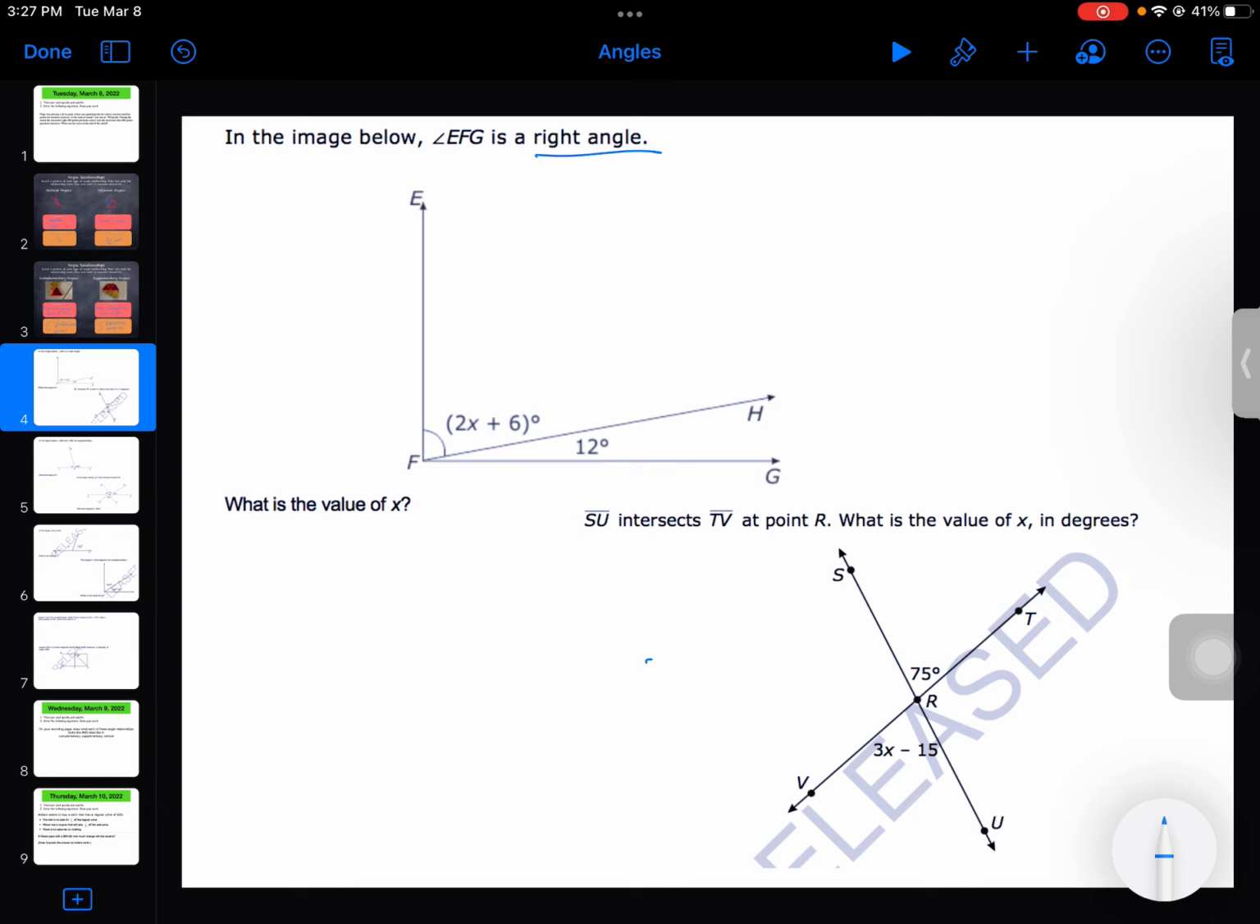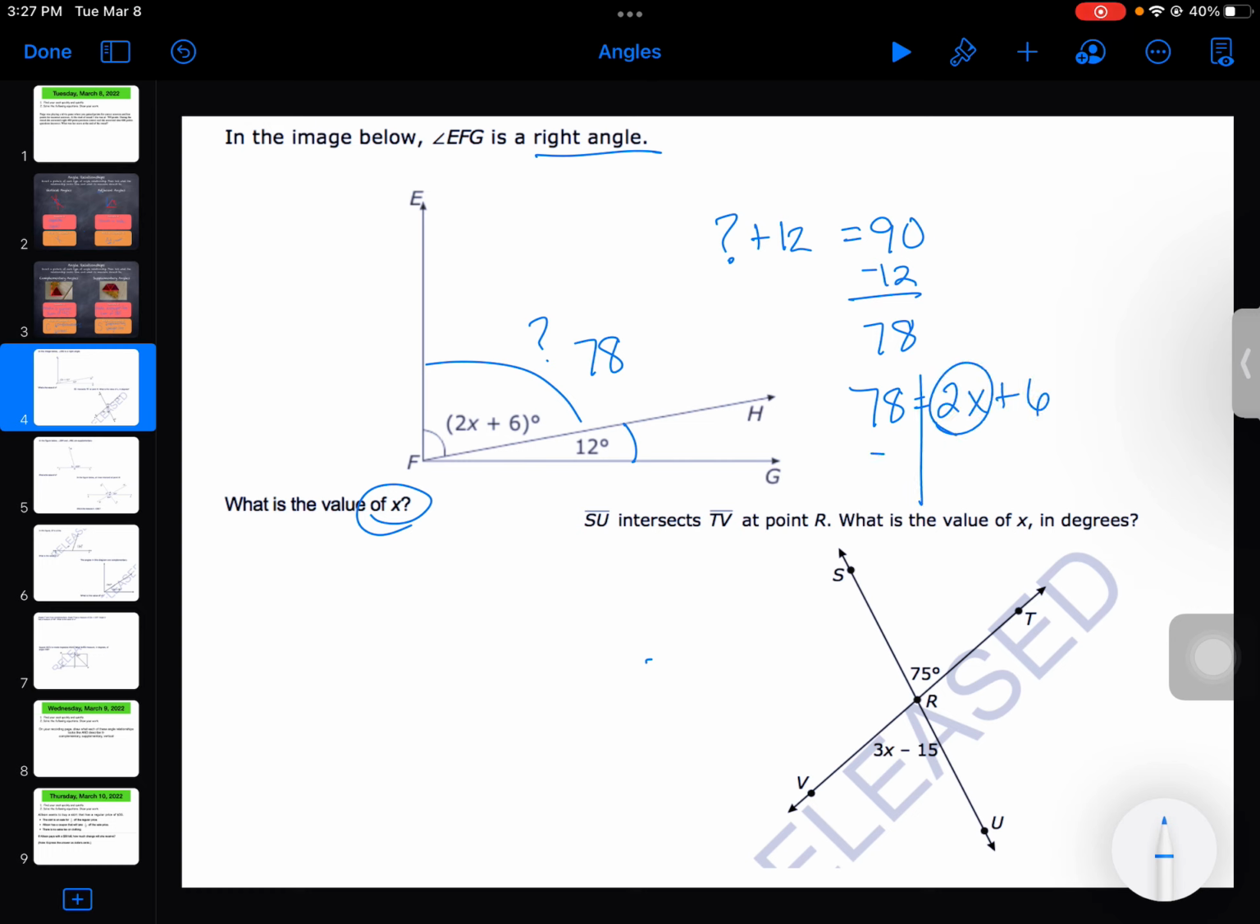So for this top one, this image is a right angle, so we know it equals 90 degrees. I want to know the value of X. So if I know that this angle EFH and this angle HFG equal 90, I know that EFH plus 12 equals 90. Take away 12, I get that angle is 78. But that's not my answer. I want to know X. So 78 equals 2X plus 6. Solve that equation, guys. I get 72 equals 2X. Divide by 2. X is 36.